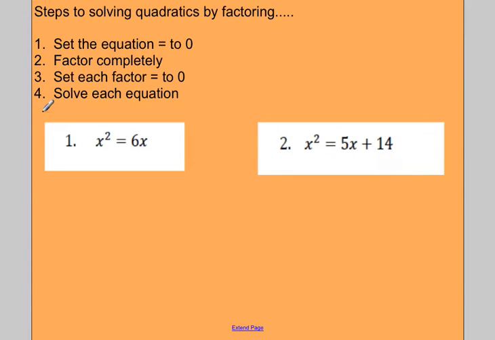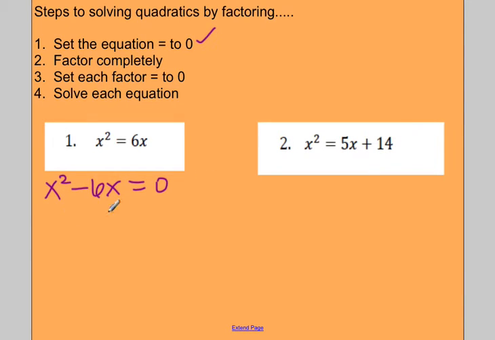By factoring. Step 1, set the equation equal to 0. Then we are going to factor it completely, and then we'll set each factor to 0. And lastly, we'll solve. So if I look at 1, it's a quadratic. I want to get everything to one side. If I can, I want to keep my x squared positive. So it's really x squared. I would minus 6x to the other side equals 0. That's step 1. Check.